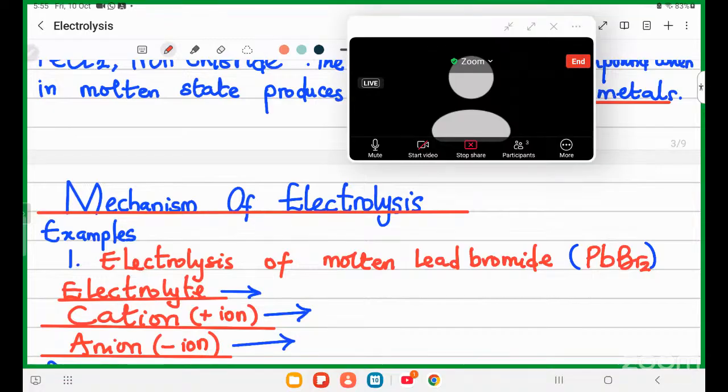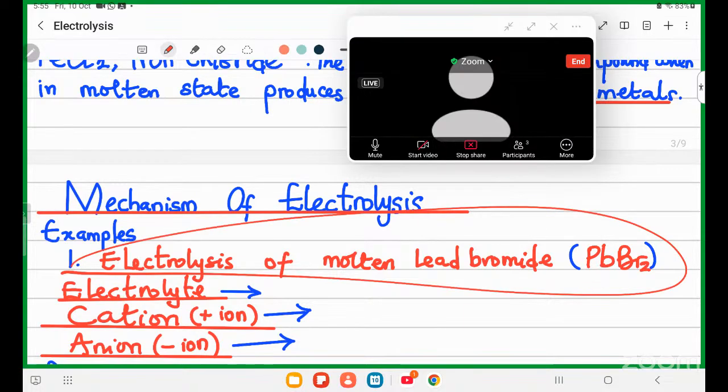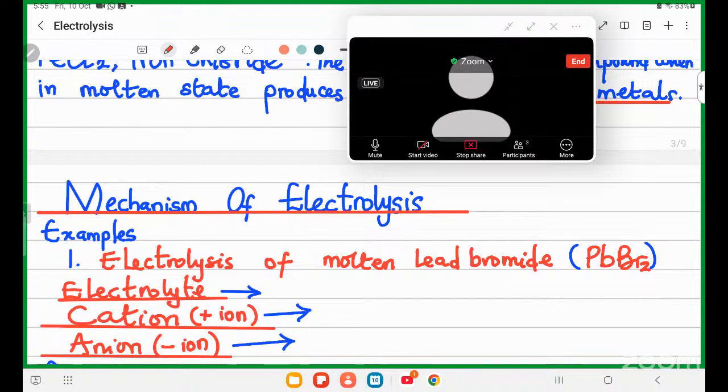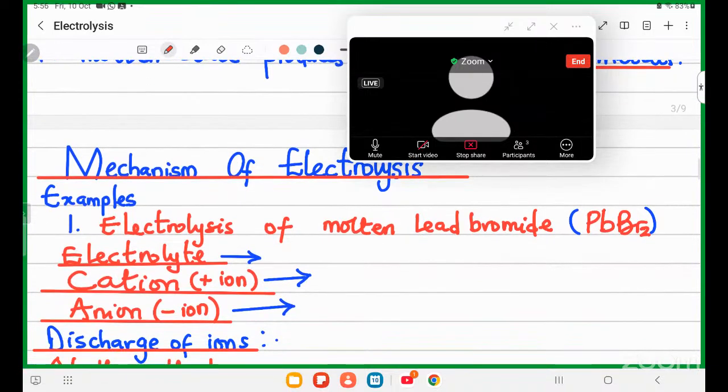We want to look at the electrolysis of molten lead bromide. Now, I want to analyze it. The electrolyte there will be your lead bromide. What is the formula for lead bromide? It's on the screen. It is PbBr2. Are you there? Yes, sir.